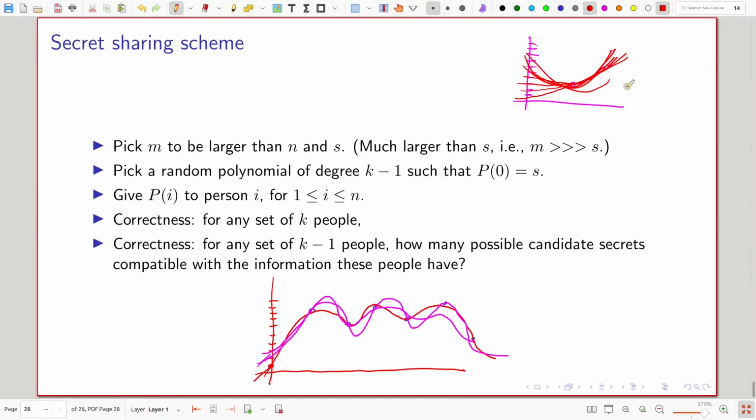Okay. So we can actually prove that. So let's go back. The reason we can prove that is because of these two properties of polynomials.